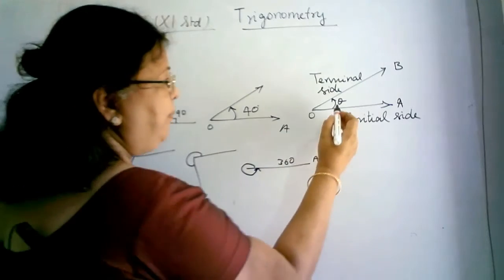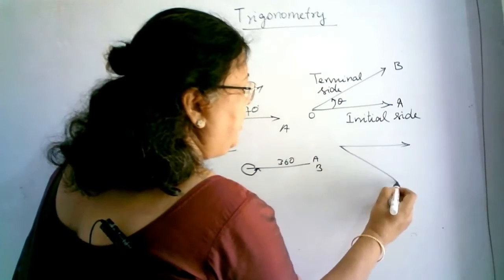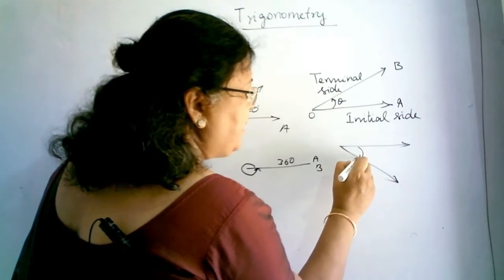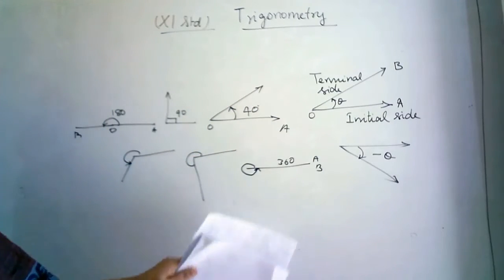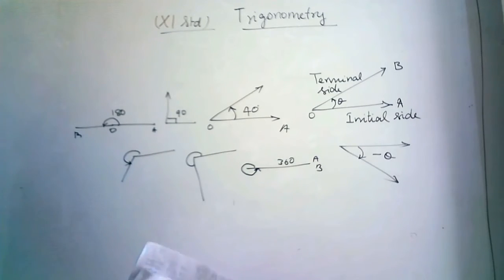Suppose we are moving in the opposite direction, that is clockwise, then this is known as minus theta. This is moving in the negative direction. We can say it is moving in the negative direction when it is moving clockwise.